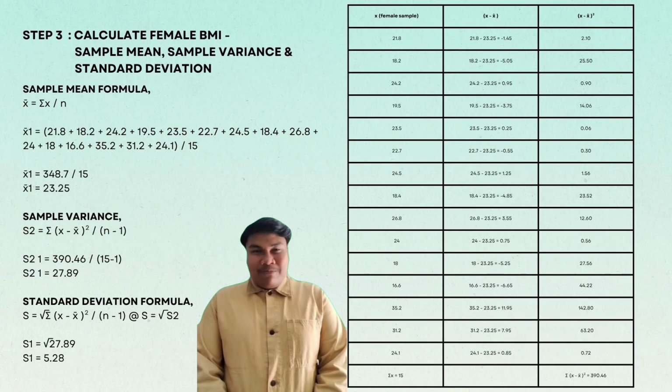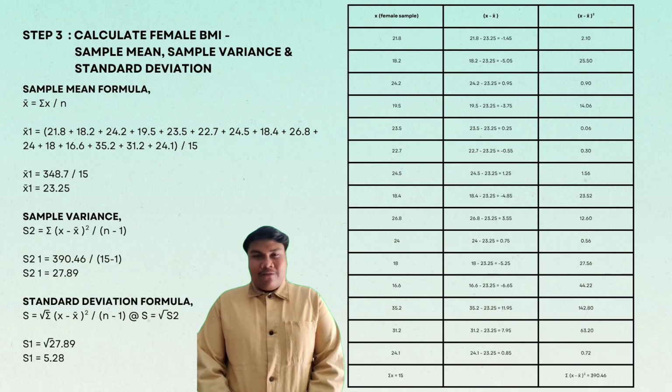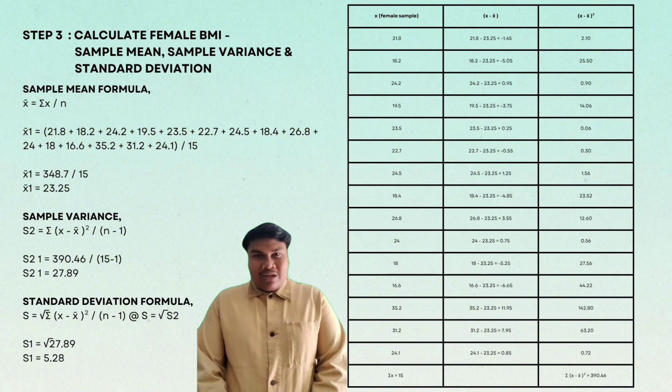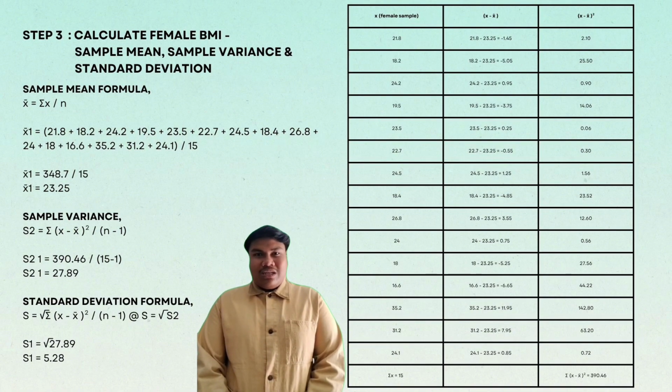Next, we have to calculate the sample mean, sample variance and standard deviation. First, we calculate the sample mean for female students using the sample mean formula. We add all the BMI values together. The mean BMI for female students is 23.25. Next, we calculate the sample variance using the formula. From the table, the total value 390.46 divided by 14 equals 27.89. So the variance for female students is 27.89. Then we calculate the standard deviation. The standard deviation for female students is 5.28.